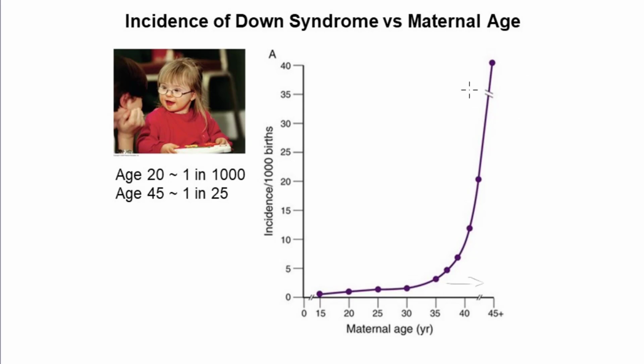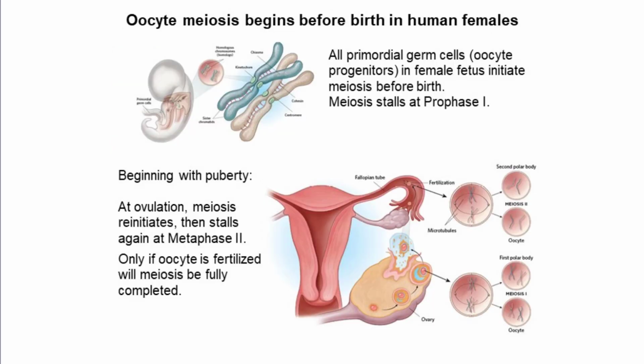To understand why that happens, you have to understand a little bit more about how the meiotic divisions that produce the maternal gametes happens in humans, because the specifics are a little bit different than what we saw with our general meiosis discussion. In humans, the entire set of gametes, or oocytes, is produced during female fetal development. So every woman's entire set of eggs, around 400,000 total, was established when she was still a fetus in her mother's womb. All of the primordial germ cells that generate those oocytes in the female fetus initiate meiosis before birth, but then that meiosis stalls at prophase 1.